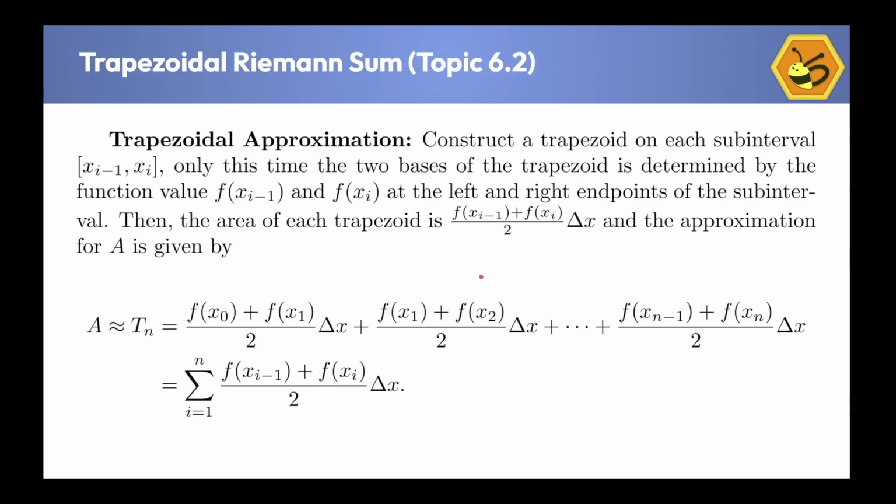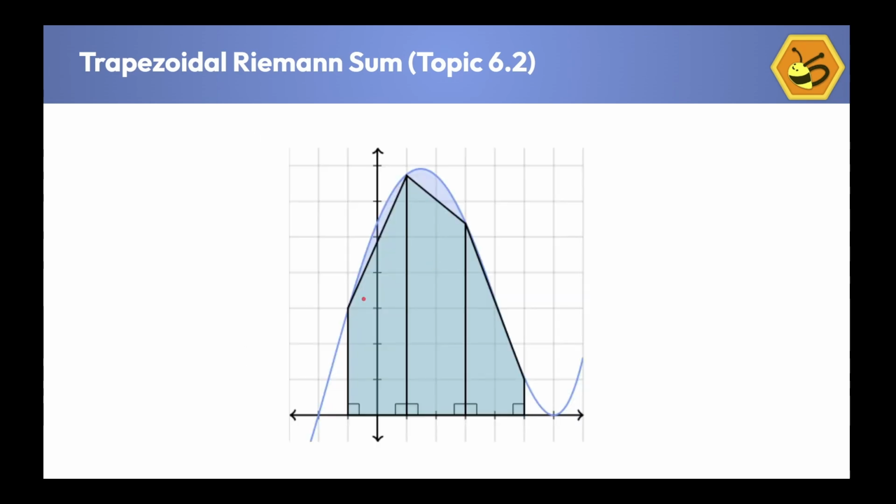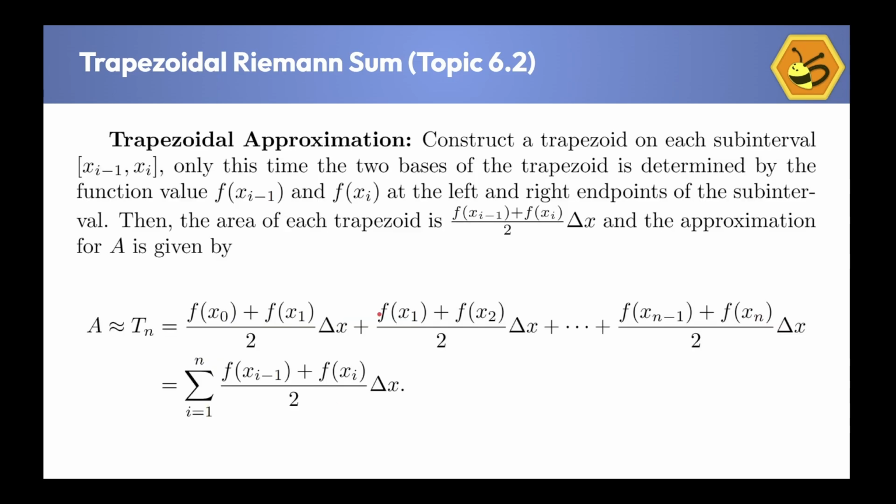Last one is trapezoids. This time we construct a trapezoid using the two function values as bases. So visually, suppose this is one interval, the trapezoid is constructed with the first base as the leftmost function value, and the second base as the rightmost function value. The height of the trapezoid is the width. We can use the trapezoid formula, which is the sum of the two bases times the height divided by 2. That's why we have this formula. And if you add everything together, we have this summation notation.